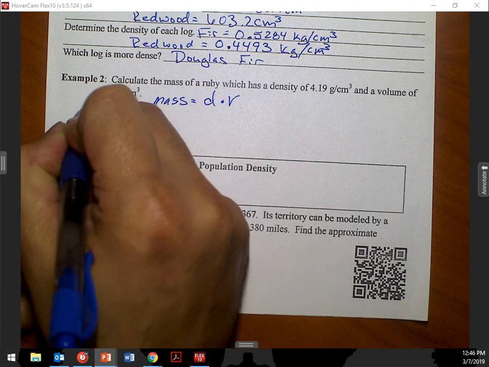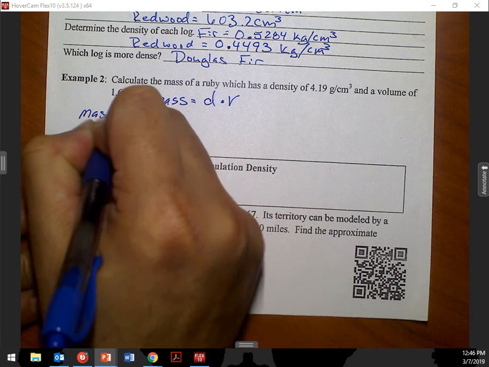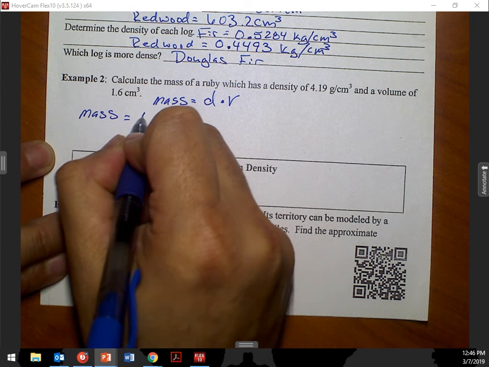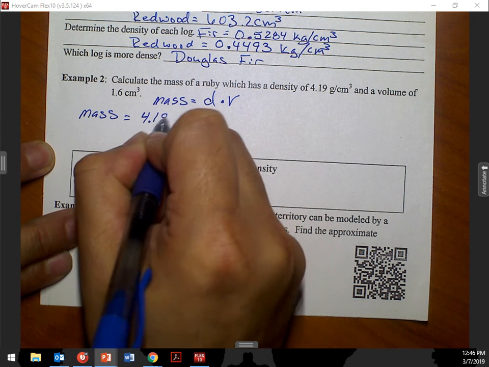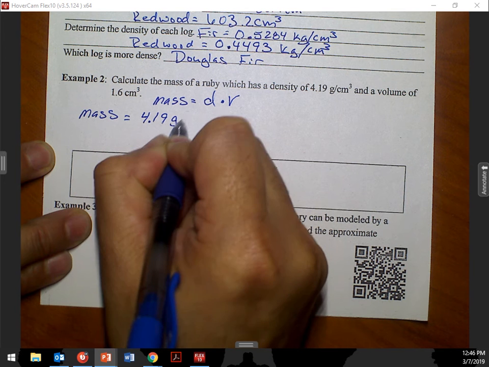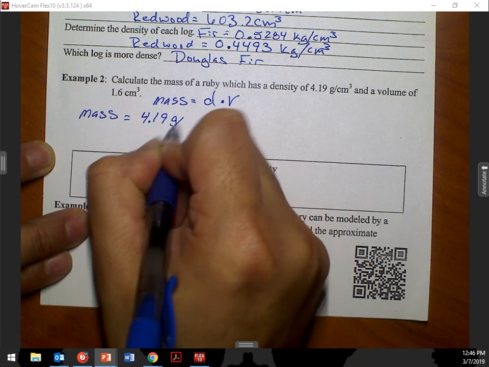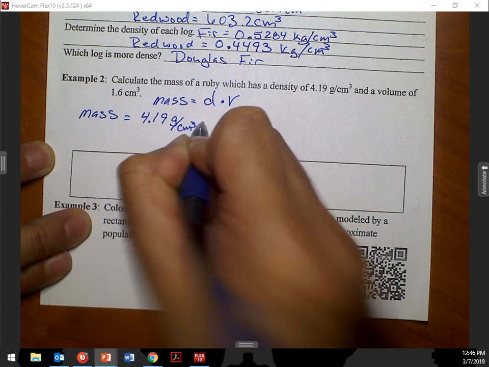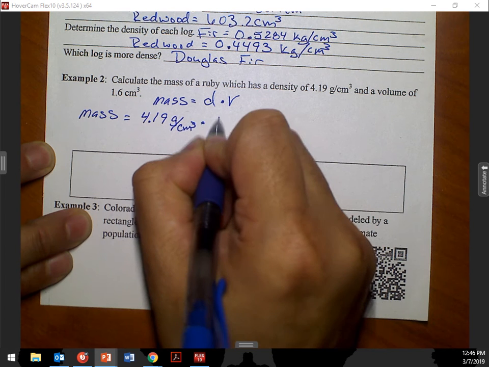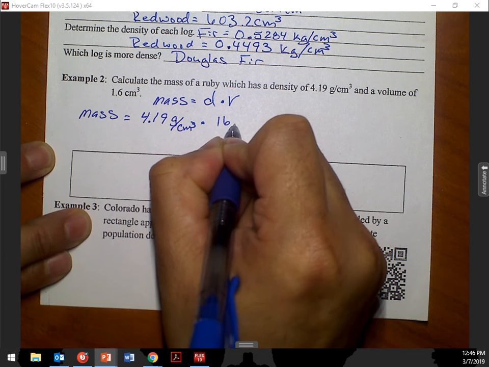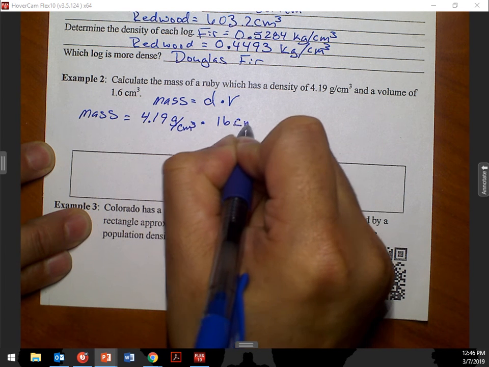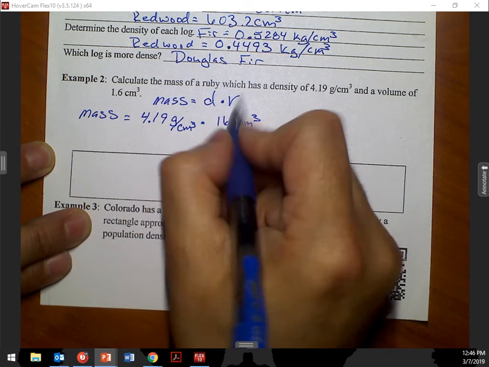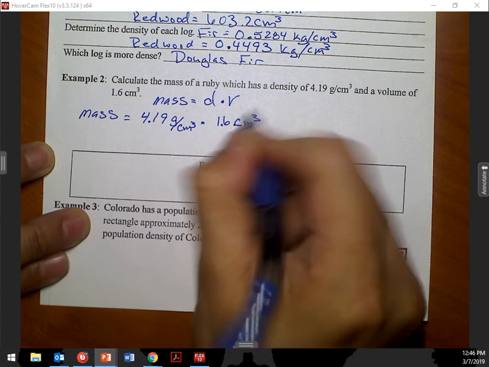So mass is equal to my density, which is 0.19 grams per cm cubed, times 1.6 cm cubed. Oh, I'm sorry, you're right, 1.6. Kind of messed up that one.